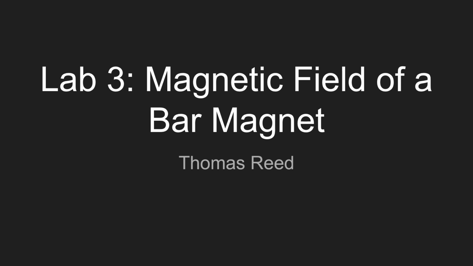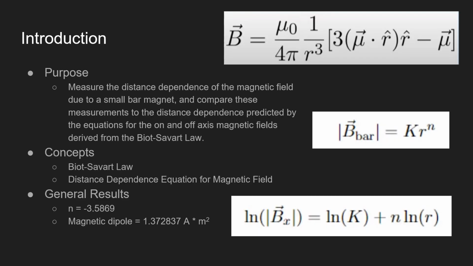This is Lab 3, Magnetic Field of a Bar Magnet by Thomas Reed. For an introduction to this lab, the purpose was to measure the distance dependence of the magnetic field due to a small bar magnet and compare these measurements to the distance dependence predicted by the equations for the on and off axis magnetic fields derived from the Biot-Savart law.